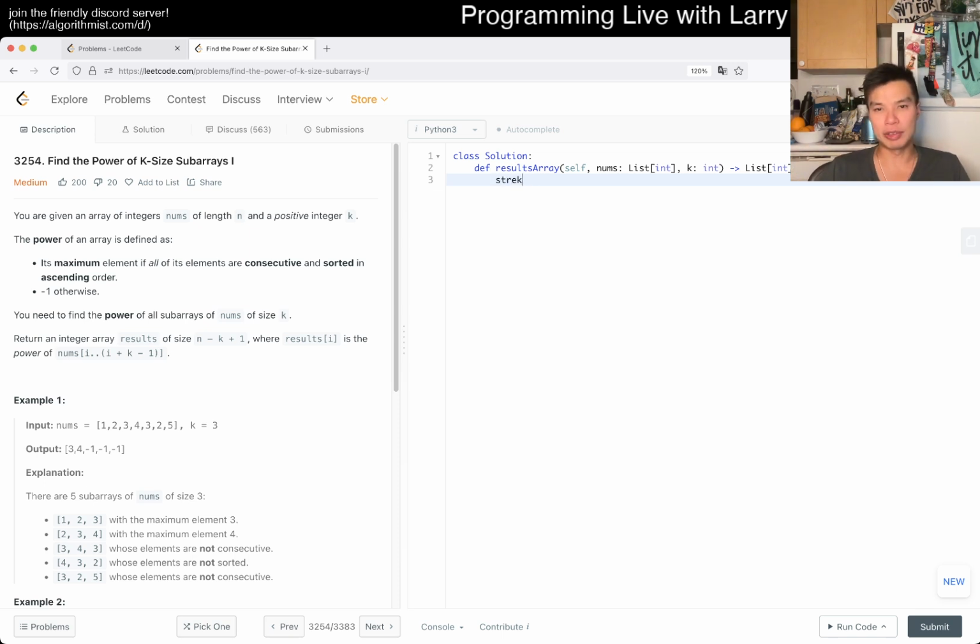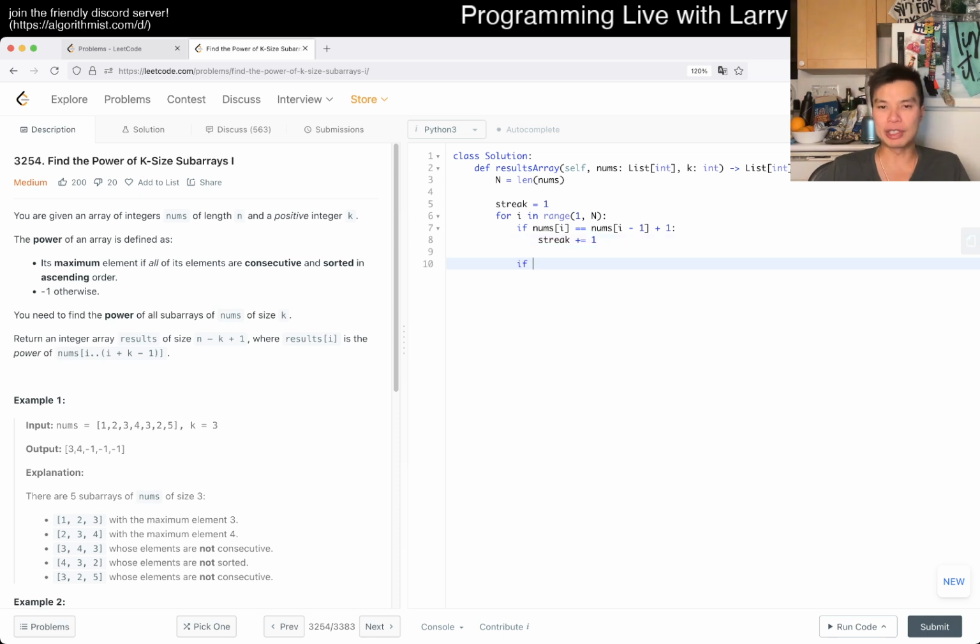So okay, we start with streak equal to 1. For i in range of n, starting from 1, the idea here is that it's consecutive and sorted in ascending order. So if nums sub i is equal to nums sub i minus 1 plus 1. This is the only way, though the maximum element is kind of awkwardly phrased. And then we increase the streak by 1, because that means the streak is greater than 1.